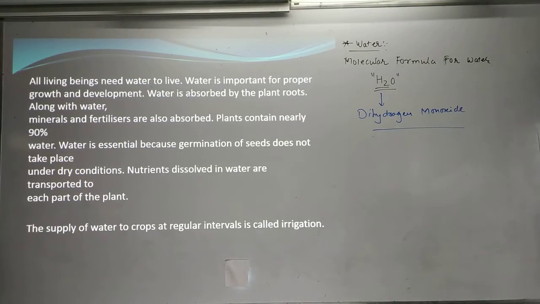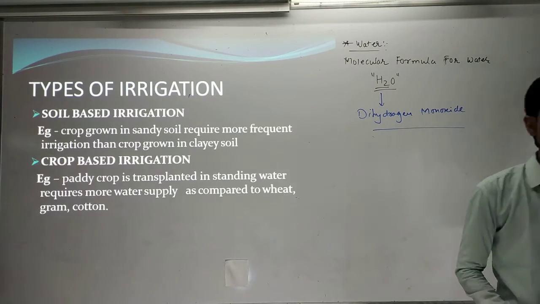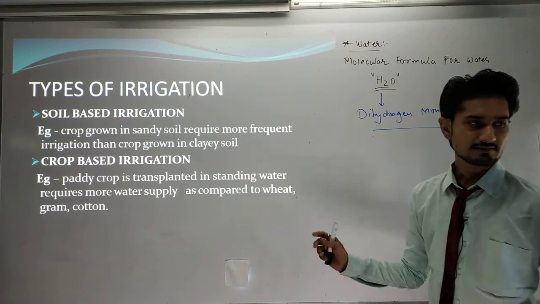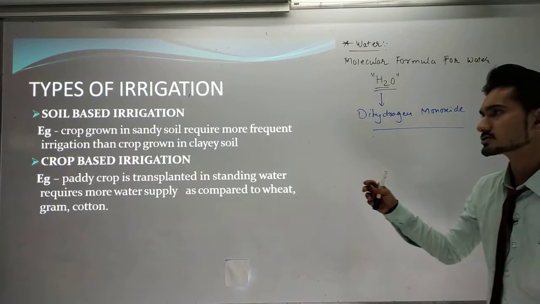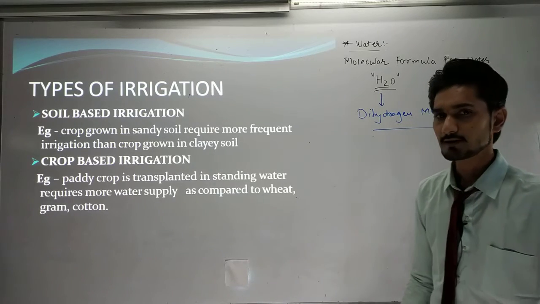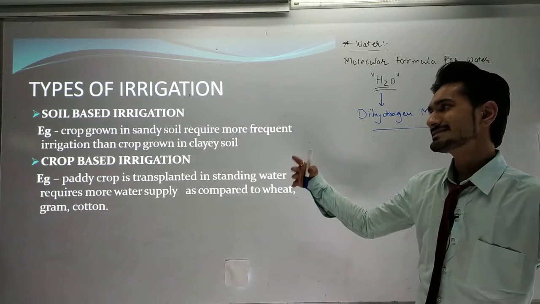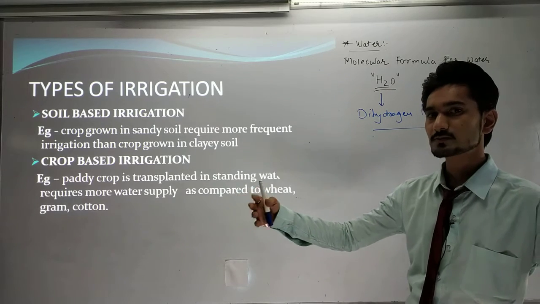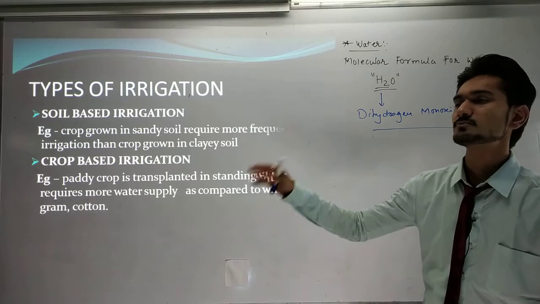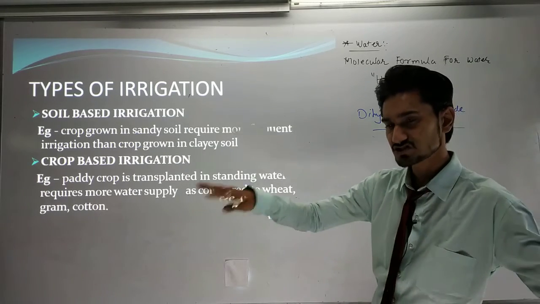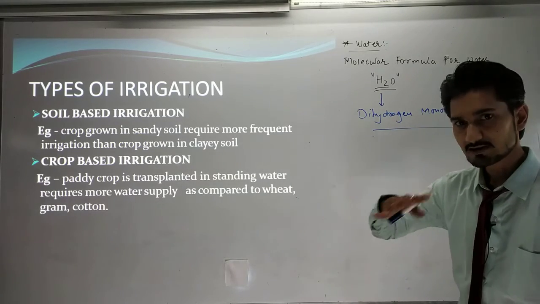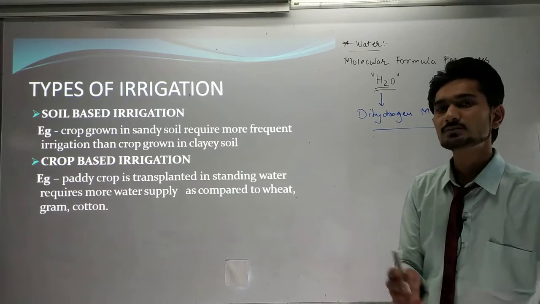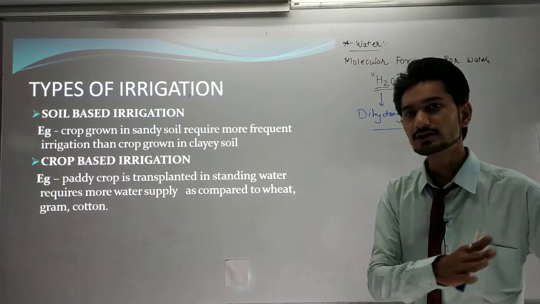and that will be types of irrigation. Okay, now we have seen the types of irrigation based on soil and based on the crop. Generally, soil-based irrigation will take place on the basis of the soil. If different types of soils are present, then different types of crop production or different types of irrigation systems will be applied there. So in different ways we can provide the water.